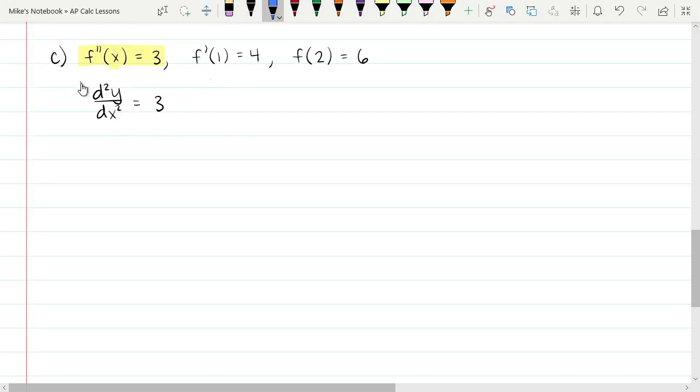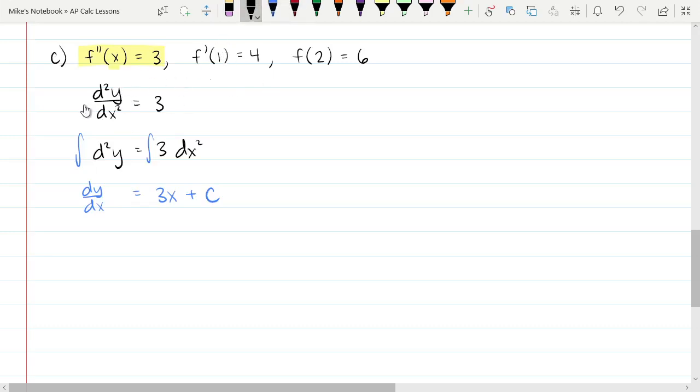And so now, when I integrate, oops, a little too soon to integrate here, hang on. So when we do that, we're now going to have the second derivative of y with respect to x equals 3 dx. And so now, when we integrate, remember that this is now going to be dy/dx, because the antiderivative of the second derivative is the first derivative. And then this is going to just be 3x plus some constant c.